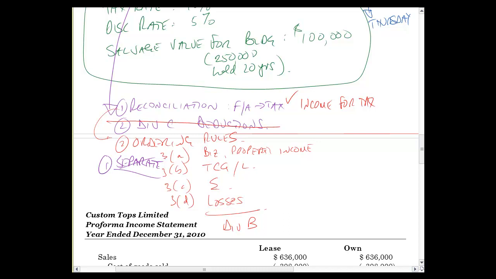Did I ask a question before that? So the two places where the ordering rules are going to cause us problems. One is taxable capital gains need to be treated separately. Financial accounting treats them the same. That's what causes us trouble. So we need to separate them out.